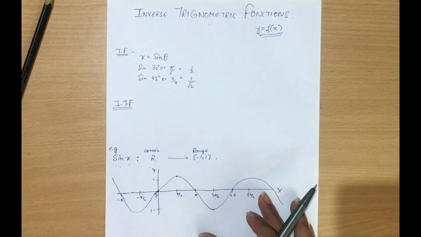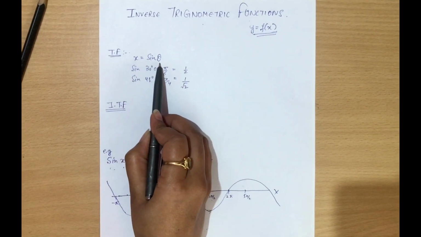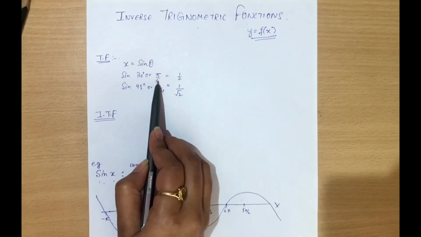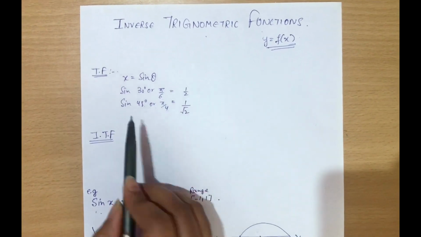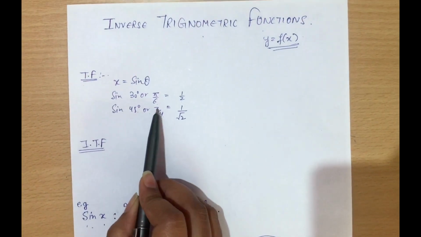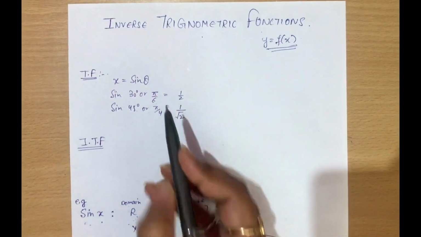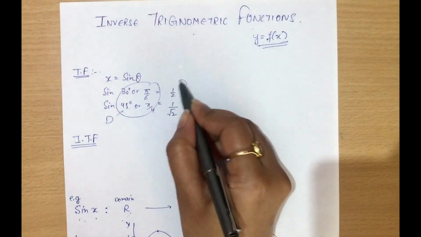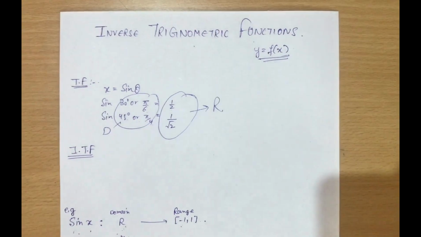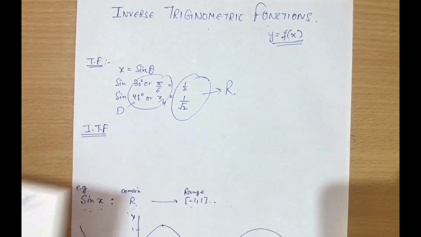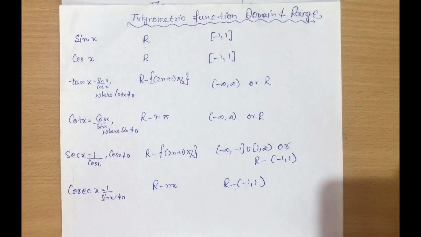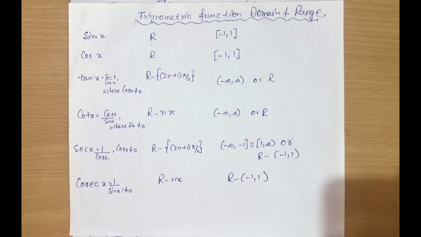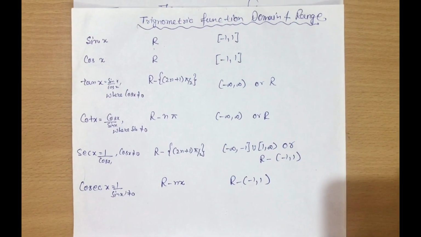Trigonometric function, students: if x is equal to sine of theta, and theta is your angle. If sine 30 degrees, or you can say pi by 6, it will give you the value of 1 by 2. Or if you take sine 45 or pi by 4, it will give you the value of 1 by root 2. So these values of theta are the domain, and these are the range. Okay, and students, this is the table of trigonometric functions of domain and range that you have already learned in your class 11th.